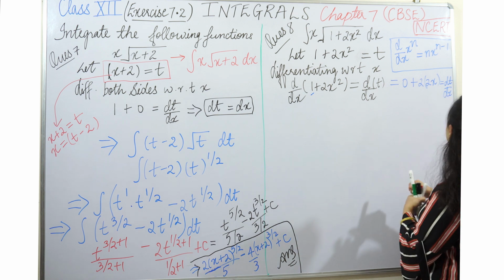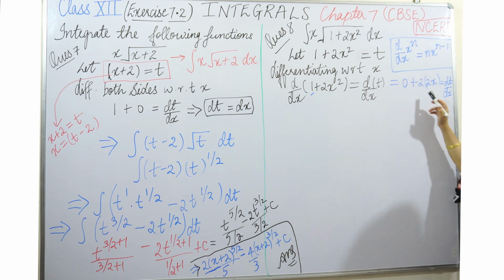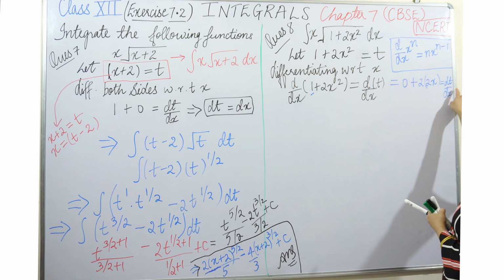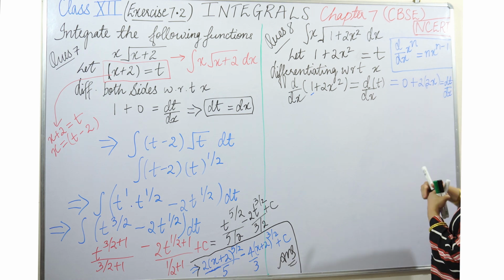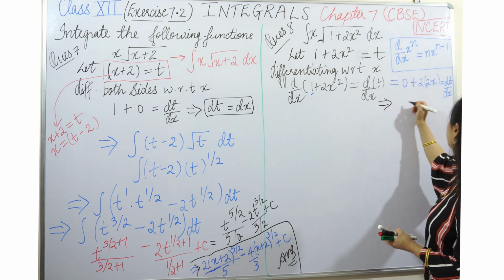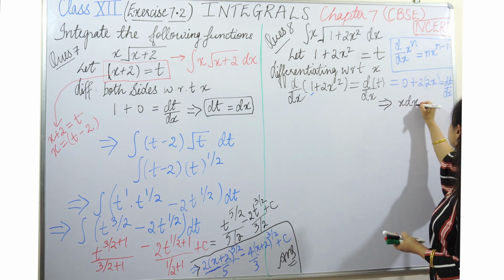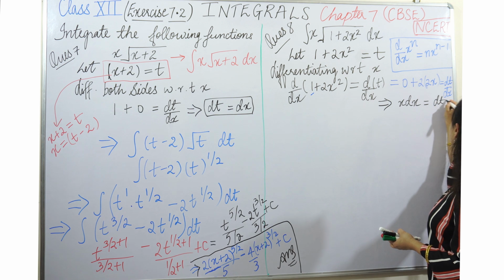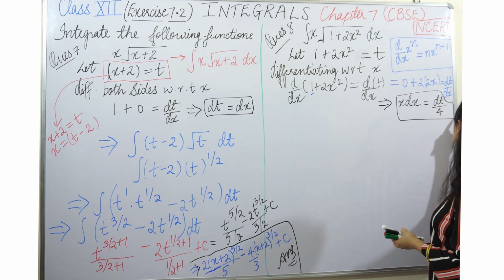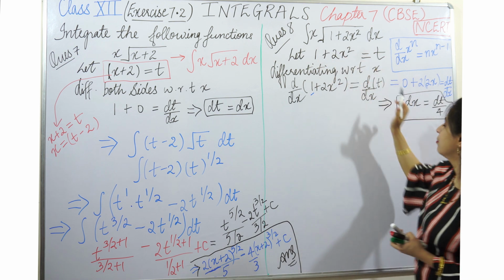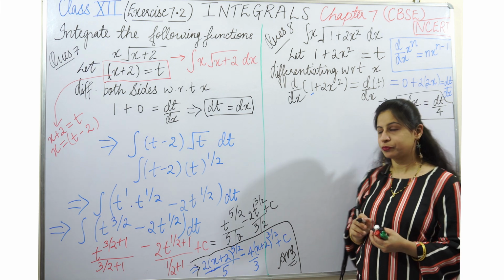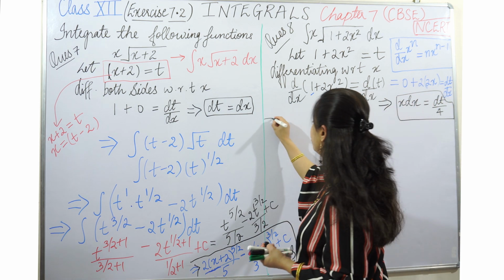So from here we can take 2 into 2, 4, that side, and it will go with the division. And this dt over dx, this dx will go that side with the multiplication. So ultimately we get x dx to be equal to dt by 4. So with the help of substitution, x dx can be substituted by dt by 4 over here.